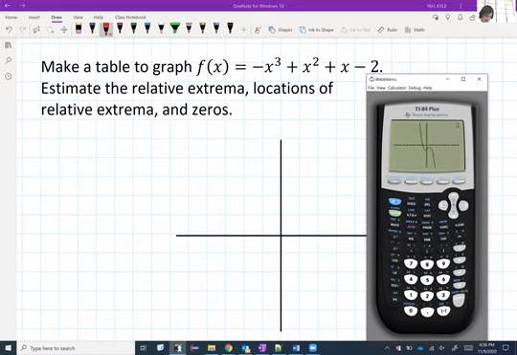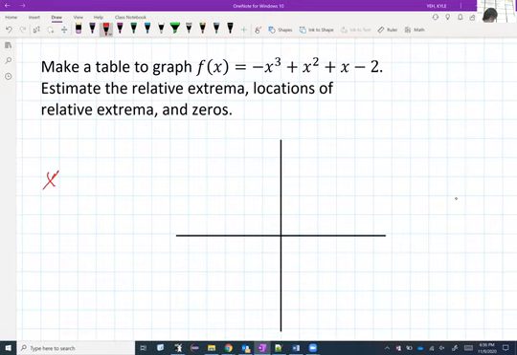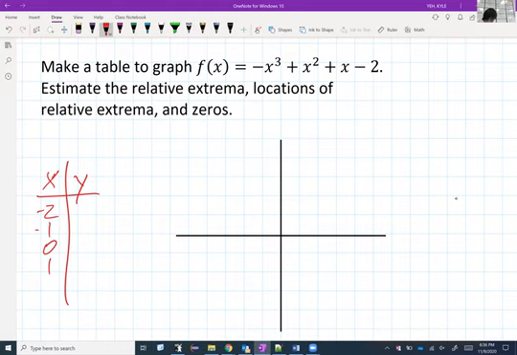Then I'm going to go second table. And sure enough, here's a bunch of beautiful points. So I'll start making my graph over here, x, y. I'll say start at -2 because that looks like kind of where the action started.